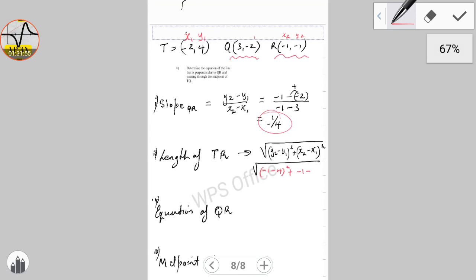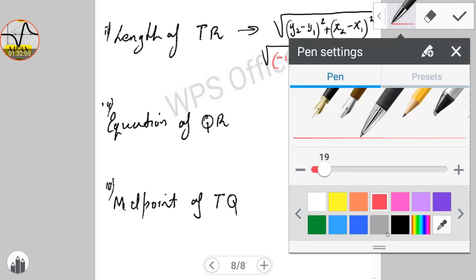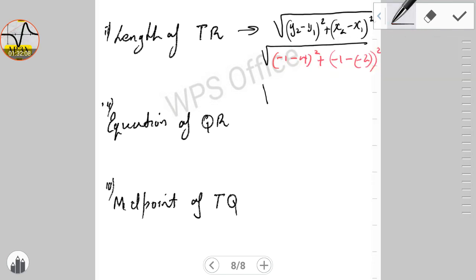Take away x1 is -2. So that's -1, take away -2. We're going to square that result here. Then we move on next to the square root of -1 minus 4, which is -5. I'm going to put it back in a bracket and squared. And that's going to be -1. Negative by negative is positive. So that's -1 plus 2. -1 plus 2 is in fact 1.